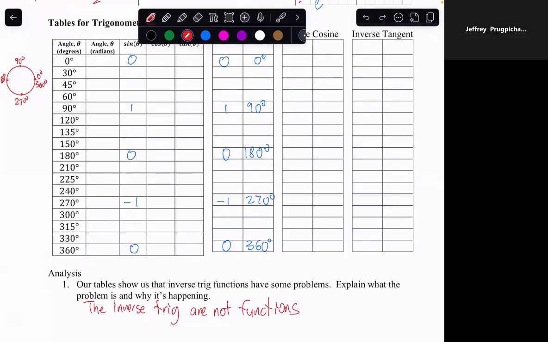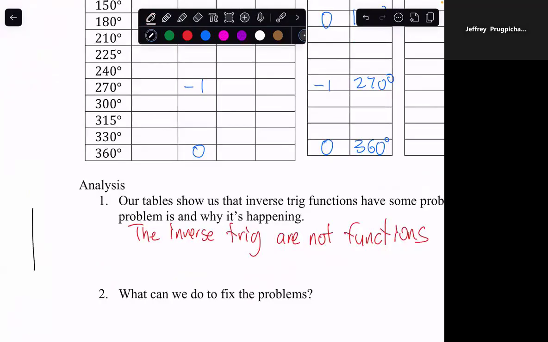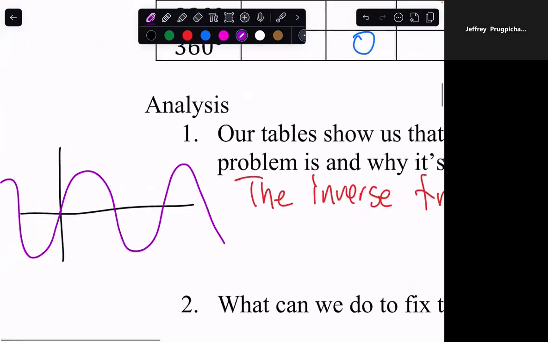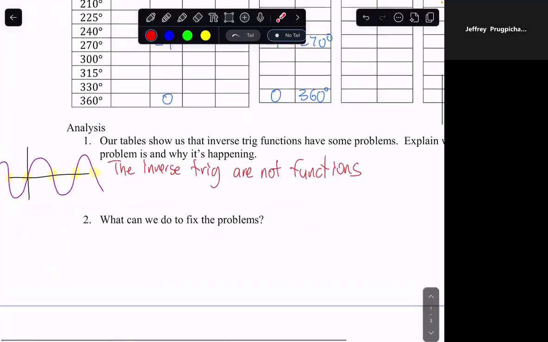Okay, so if you want to think about this graphically, we know that the parent sine function looks like this. The y value of 0 happens infinite times, right? The graph is periodic, it repeats. So that means that when you do the inverse, it's not going to be a function because you have repeated y values that become repeated x values.